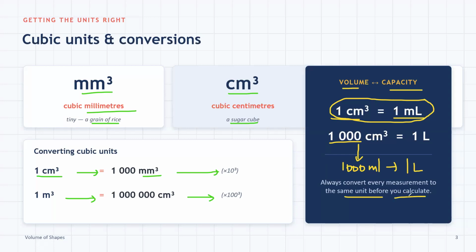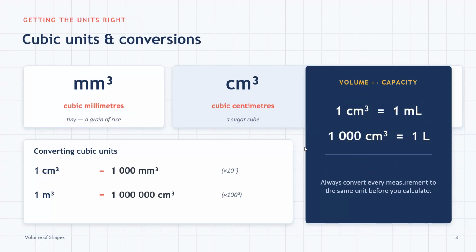Always convert every measurement to the same unit before you start calculating. This is a common mistake students usually end up doing. They don't change everything to the same unit before they start with the actual calculation part. So that's one thing which you have to be very mindful about when you're doing maths.